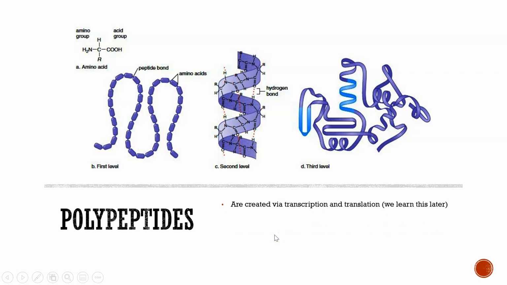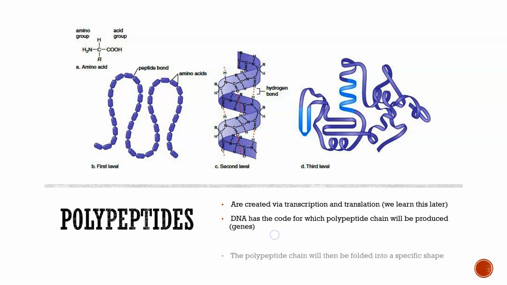Alrighty, so polypeptides are created via these processes of transcription and translation. We will learn these in a later video, okay? Just trust me on this one at the moment. DNA has the code for which a polypeptide chain will be produced, okay? And this comes from reading genes. Again, we will go into this later.